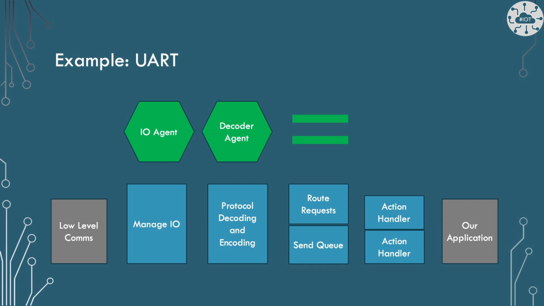In this example, I'm going to ignore the routing step because I only have one action to display the number on my LED.